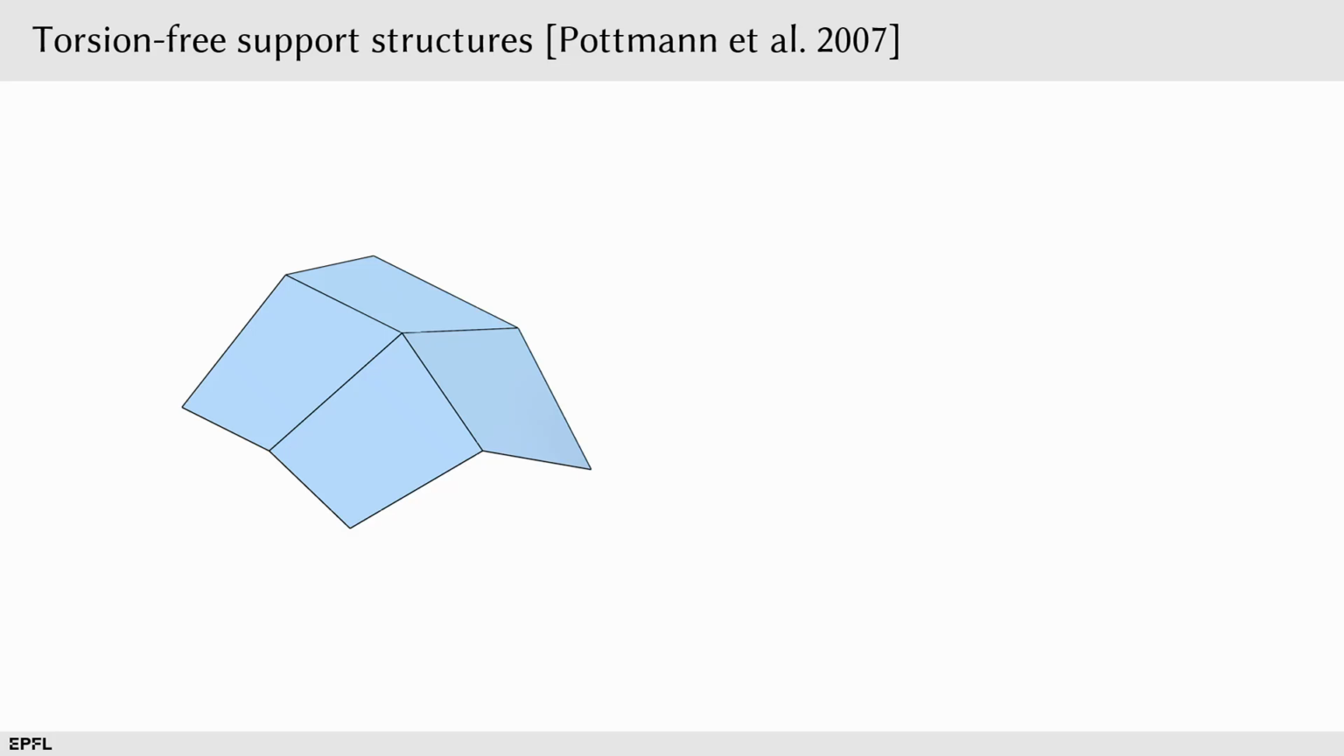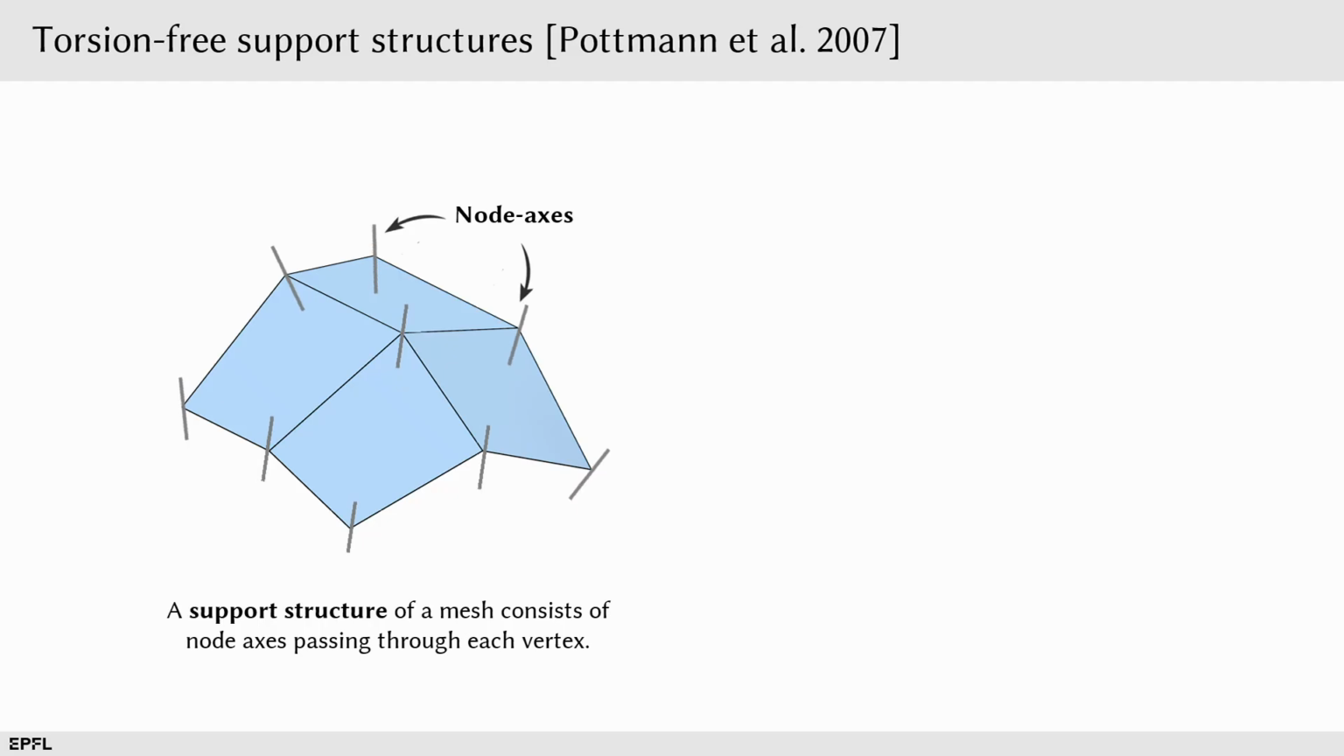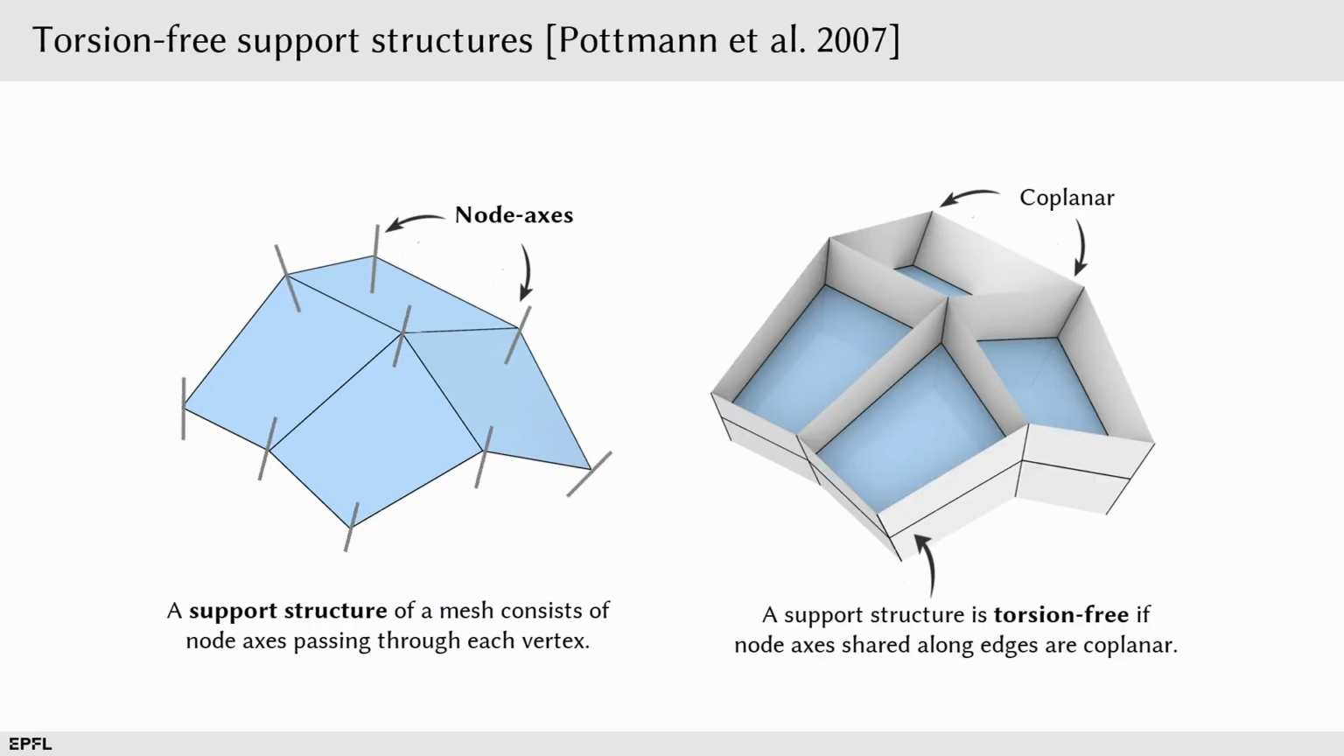So these geometries that have well-aligned beam structures are of theoretical and practical interest. Here we follow Pottmann and co-authors, who introduce the term torsion-free support structures. According to them, a support structure of a mesh consists of a set of node axes, that are lines that pass through the vertices of a mesh. A support structure is defined to be torsion-free if adjacent node axes that share an edge are coplanar.